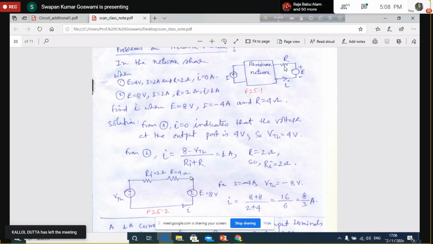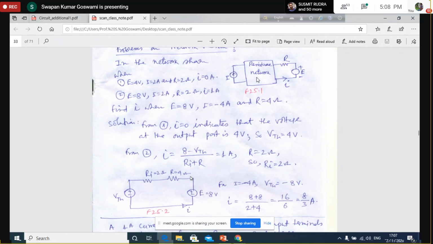Yes, sir. Any doubt, anybody? Sir, can you please repeat why if R equals 2 ohm, Ri will be 2 ohm? That we have found out from the second condition. When R equals 2 ohm, why is Ri 2 ohm? Okay, Ri means internal resistance.